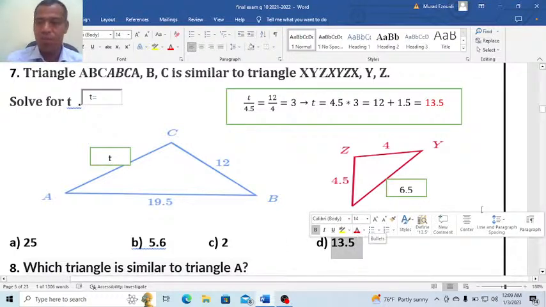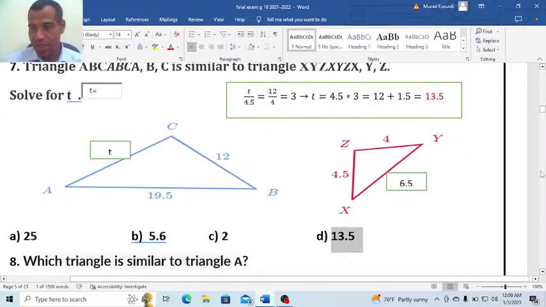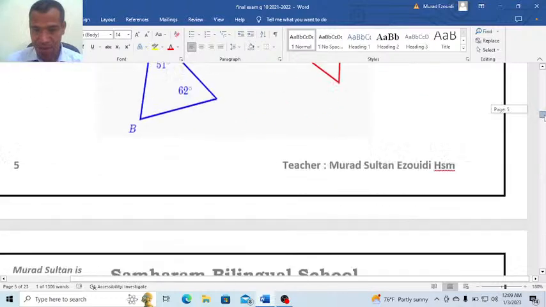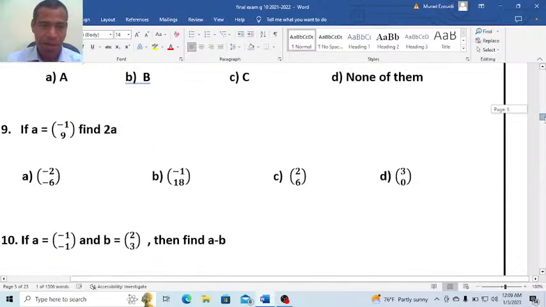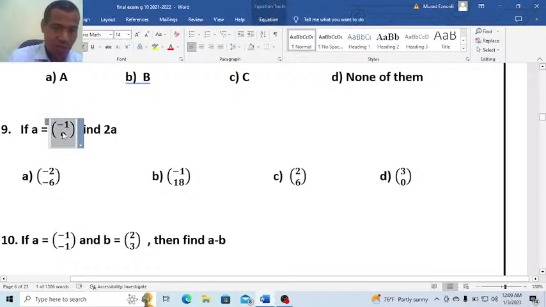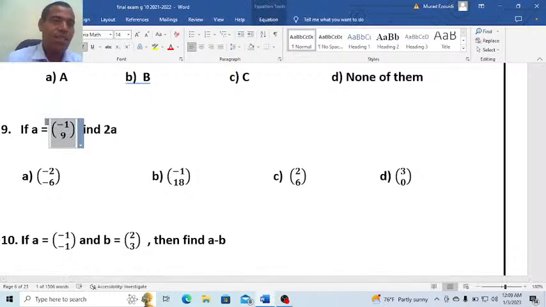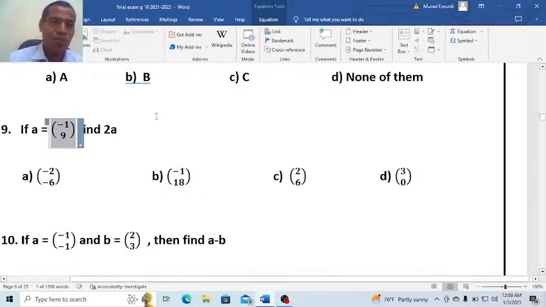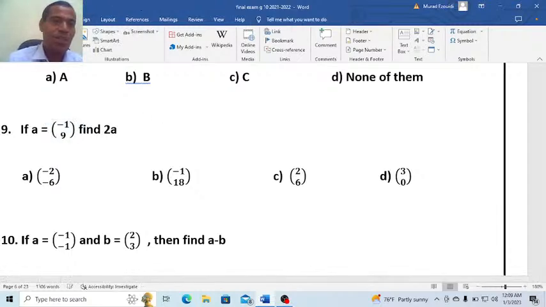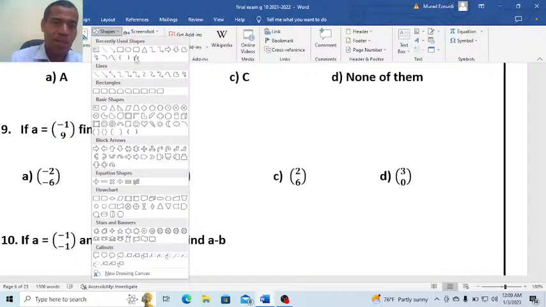Okay, for the second question, I'll just go back to this one. Here we have a vector A which is (-1, 9). The question is to find 2 times the vector. So here it's easy, you just multiply your vector by a scalar, a scale factor.